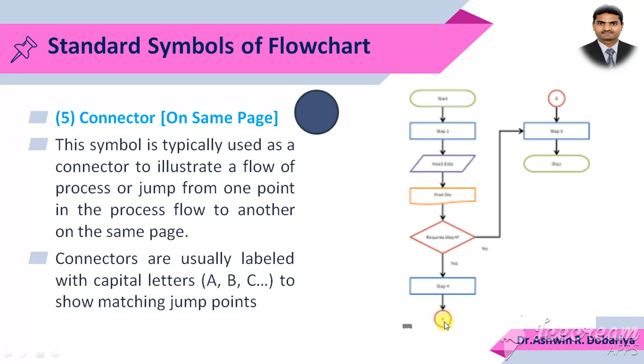Here we have to write the alphabet. So if it is only one connector, then you can mention A. Suppose another flow is over here and you want to connect, then you can mention B. If another, then C. So here, A connector you have mentioned, then at the right side again you repeat the same connector over here and you continue the remaining symbols over here.